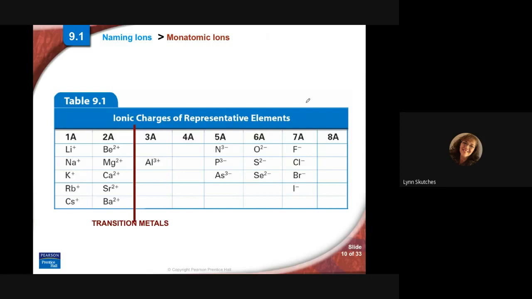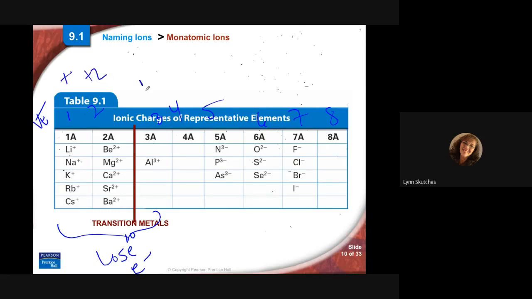So again, this is the table, and this looks a lot like our dot diagram setup in the organizer that you're going to work on. Here's my trick. It's super simple. You're just numbering 1 through 8, ignoring the 10 transition metals in the middle. 1, 2, 3, 4, 5, 6, 7, 8 valence electrons. Everybody that's a metal is going to lose electrons and form a cation. If you have 1, you lose 1. If you have 2, you lose 2. If you have 3, you lose 3. So you end up with +1, +2, +3.